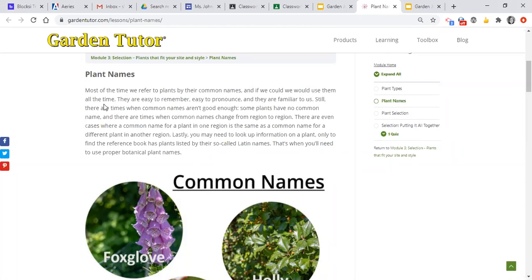to us. Still, there are times when common names aren't good enough. Some plants have no common name, and there are times when common names change from region to region. There are even cases where a common name for a plant in one region is the same as a common name for a different plant in another region. Lastly, you may need to look up information on a plant only to find the reference book has plants listed by their so-called Latin names. That's when you'll need to use the proper botanical plant names.